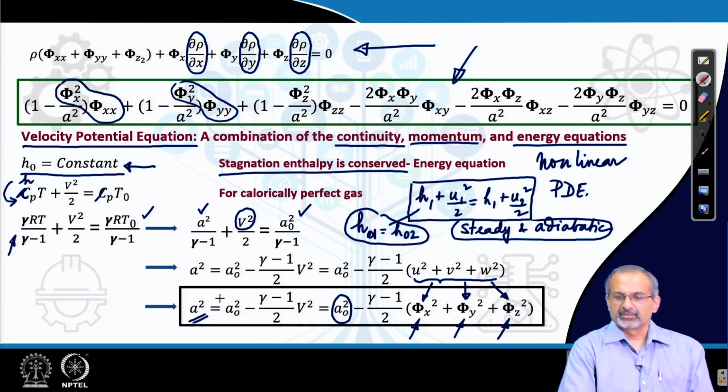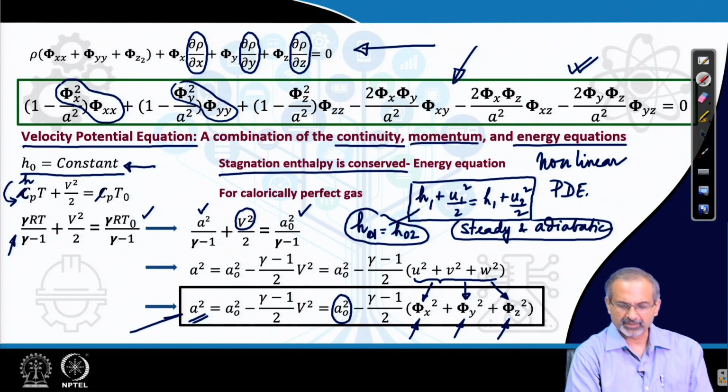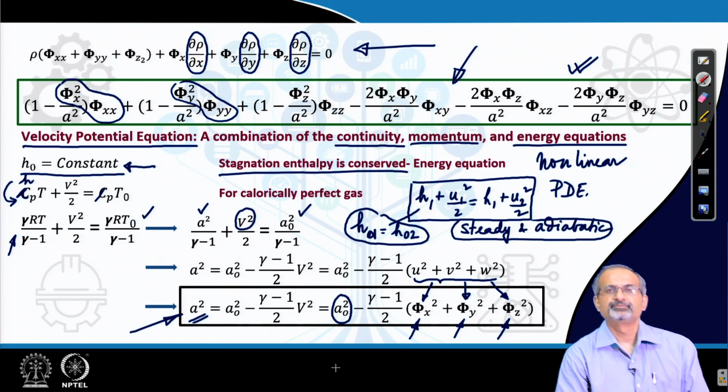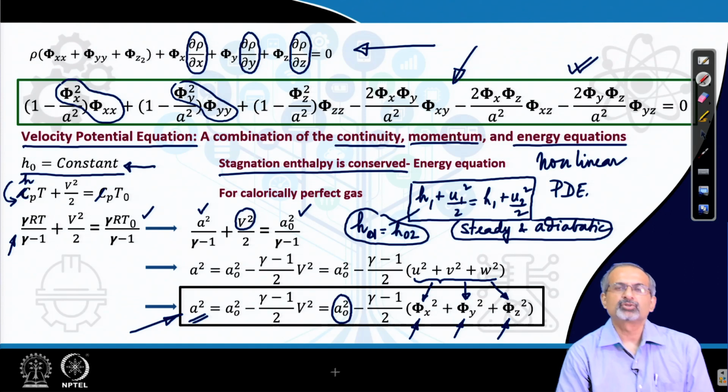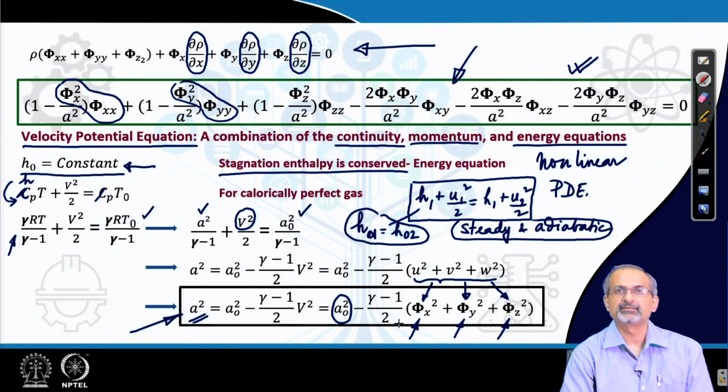So, there is no analytical solution available for the velocity potential equation, where the A square term is defined by the second equation here. However, you can solve it numerically by applying suitable boundary conditions and obtain the phi field. Once you obtain the phi field, by taking the first spatial derivatives, you can obtain the u's, v's, w's, etc. And then you can also calculate the pressure variations in the flow field by using the Euler equation.